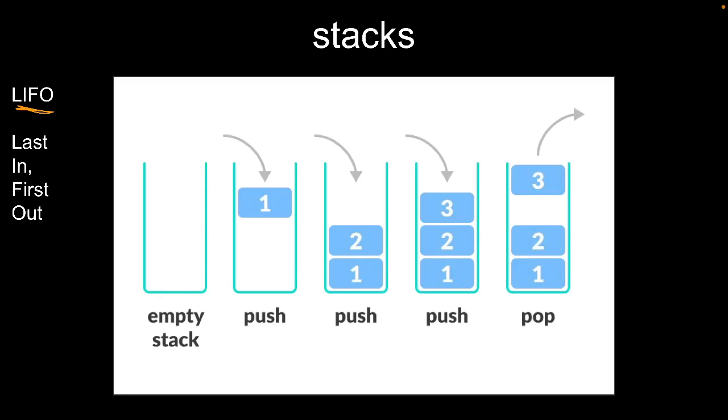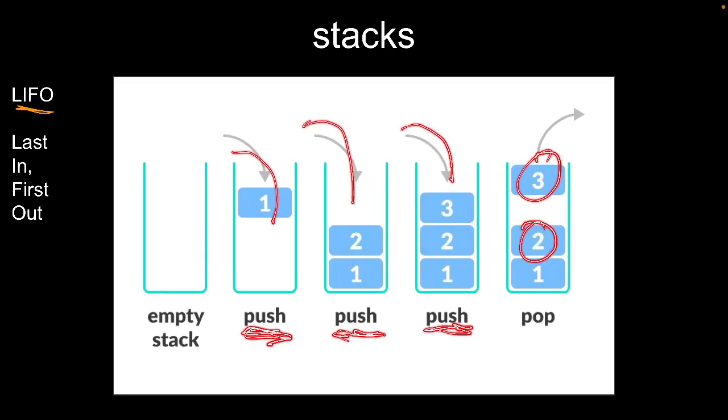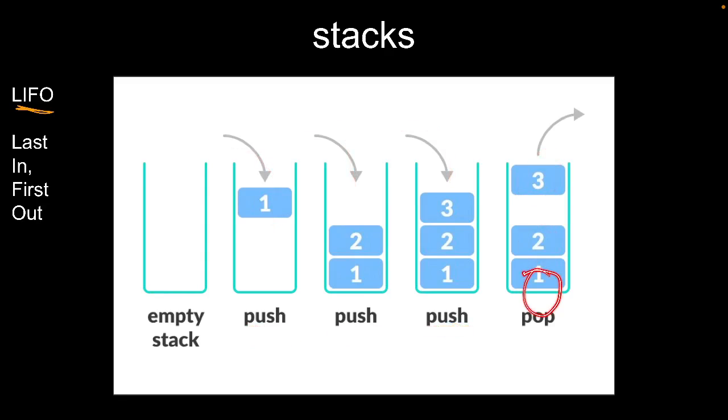So if you push one onto a stack, then you could push on two, then you could push on three. But before you pop off two and one, you have to pop off three, and then you have to pop off two, and then finally you could pop off one. So this is, again, the semantics known as the stack.